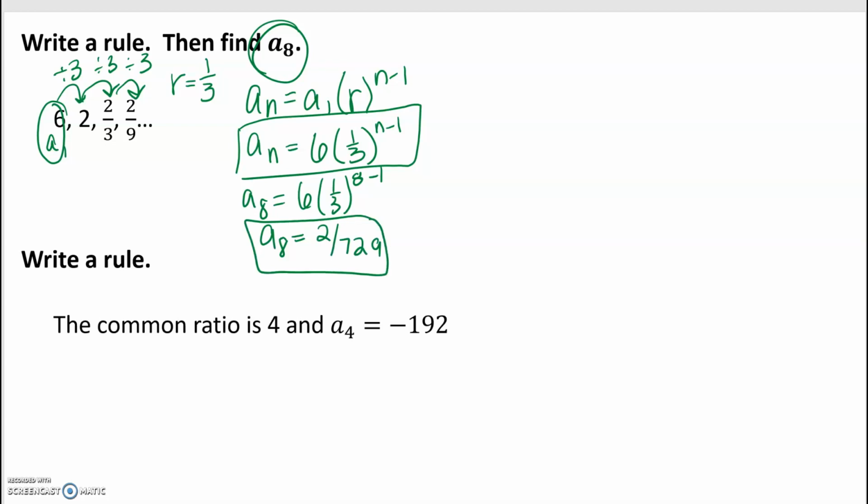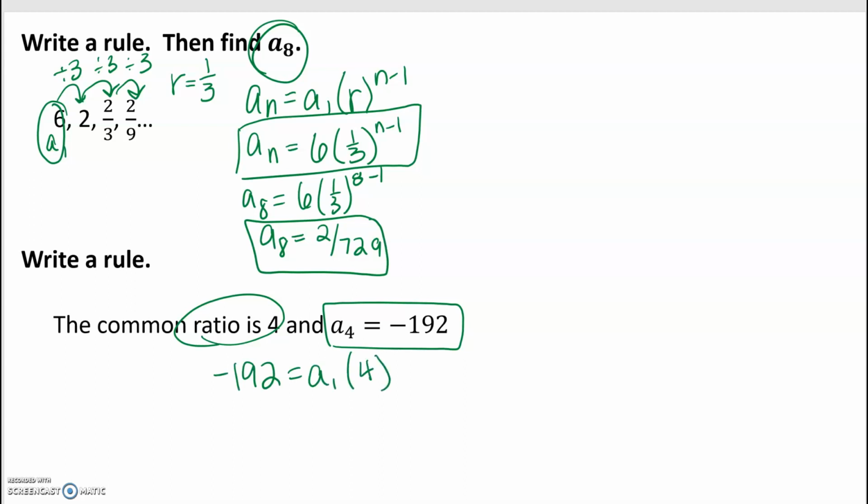For my example down at the bottom, it says write a rule. The common ratio is 4, so this tells me r is 4, and the 4th term is -192. This is very similar to the one we did on the slide previous to this. I know that my 4th term is -192. I don't know what my first term is. My common ratio is 4, and remember, n is the term number, so that's my fourth term minus 1. There's my common ratio in the parentheses. Now I'm going to simplify as much as I can, so I'm going to simplify 4 to the third power, which is 64.